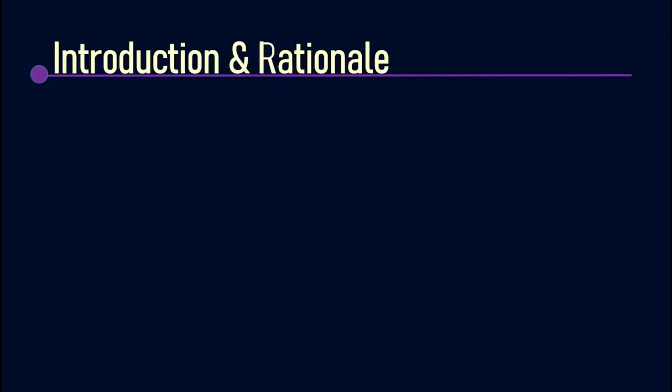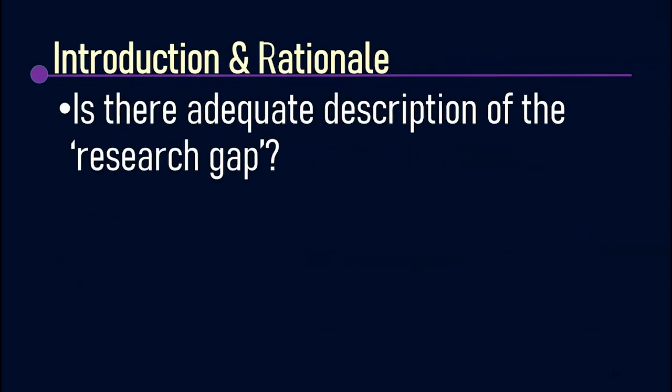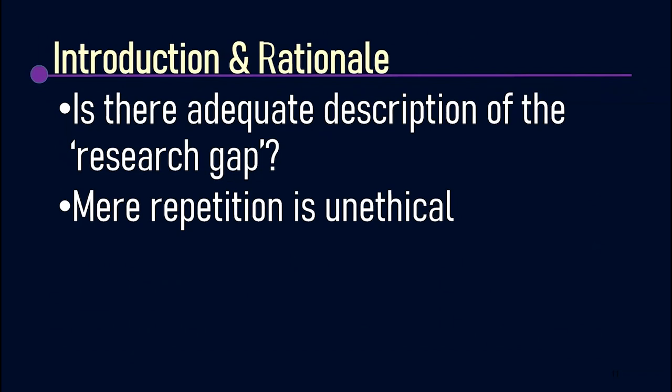Now let's go to the introduction and rationale part. In the introduction and rationale, this is what we need to write, nothing more, nothing less. And the introduction and rationale should not exceed 150 words. Is there adequate description of the research gap? What is known about the topic? What is unknown about the topic? And how is your research going to bridge this gap? That should be written. Otherwise, it becomes a mere repetition of the previous work, which is unethical.